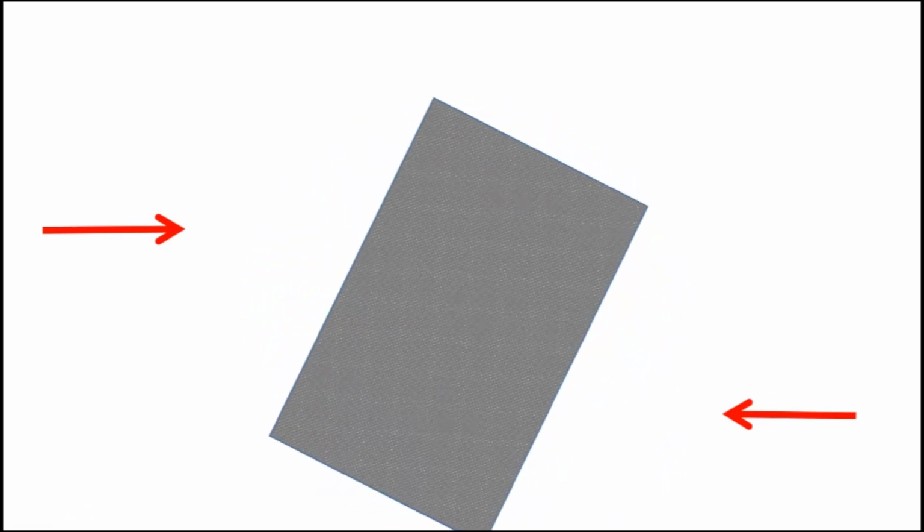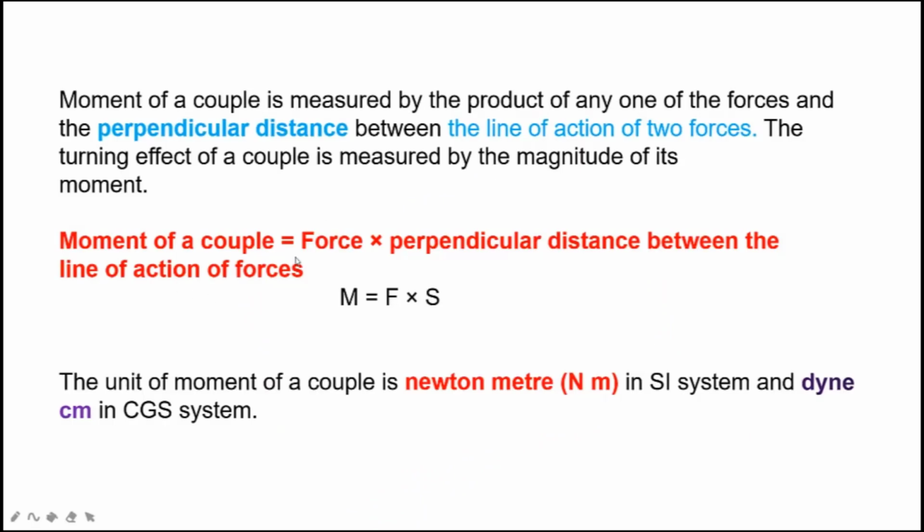I think it is now clear for you. What is moment of a couple? We know couple. Now let us define what is moment of a couple. Moment of a couple is measured by the product of the force and the perpendicular distance between the two forces, that is, the line of action of the two forces. You have to measure the perpendicular distance between the lines of action of the two forces. Then you will get the moment of couple. M is equal to force into perpendicular distance.